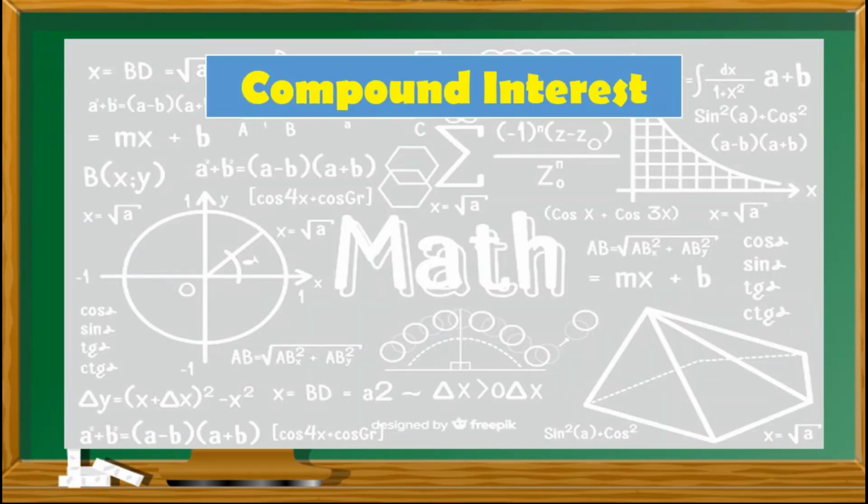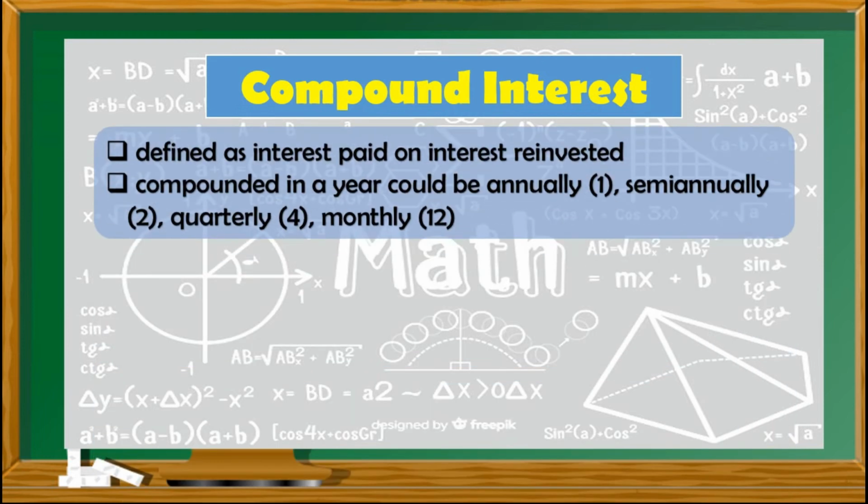The next application is the compound interest. It is defined as interest paid on interest reinvested. What do we mean by this? The interest that has been added to the principal also earns interest. Therefore, the compound interest grows so fast over a period of time.